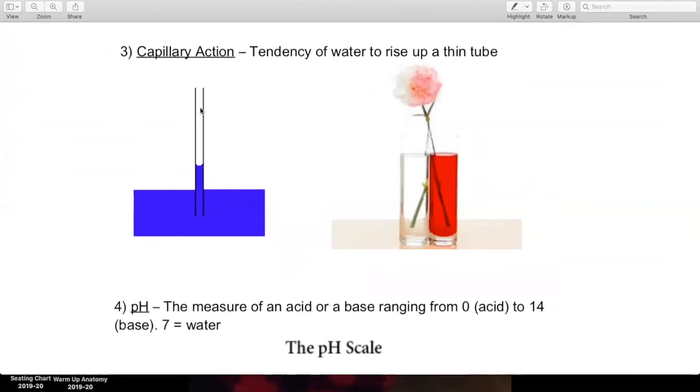So why are these words important? Why are cohesion and adhesion making capillary action happen? Why is that important? Because plants, right? They can't just suck water up through their roots. They don't have the ability. They don't have any kind of muscle to do that. Water is going to ride itself up a flower's stem to the top.